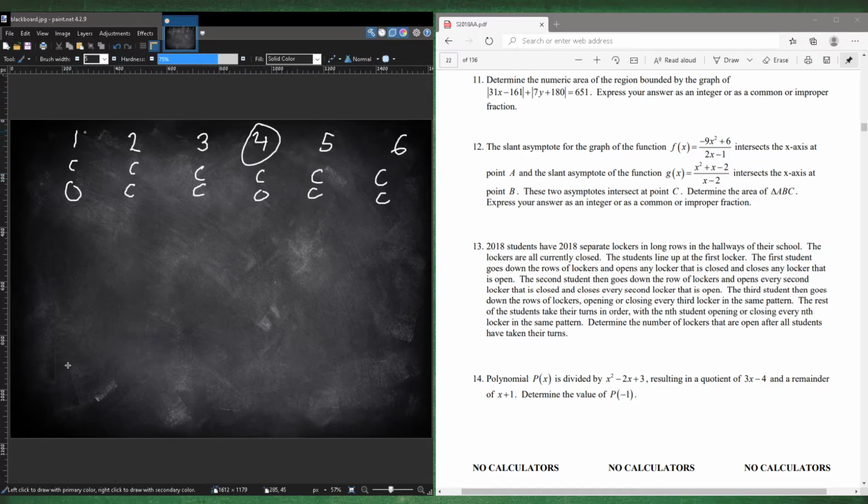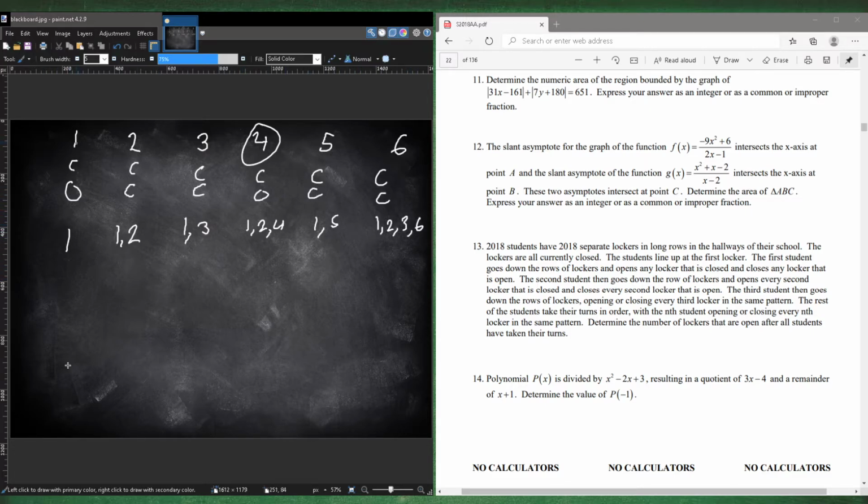So if you think about it, the first locker is affected by 1. The second locker is affected by 1 and 2. The third locker is affected by 1 and 3. The fourth locker is affected by 1, 2, and 4. The fifth is affected by 1 and 5, and the sixth is affected by 1, 2, 3, and 6 student, right? So why is this special?